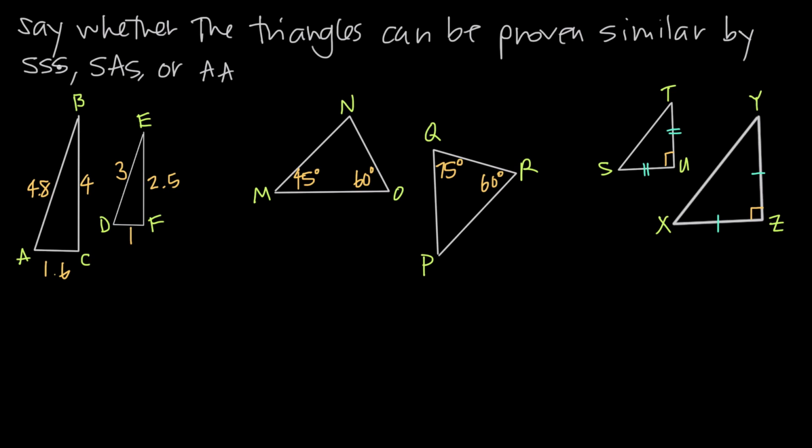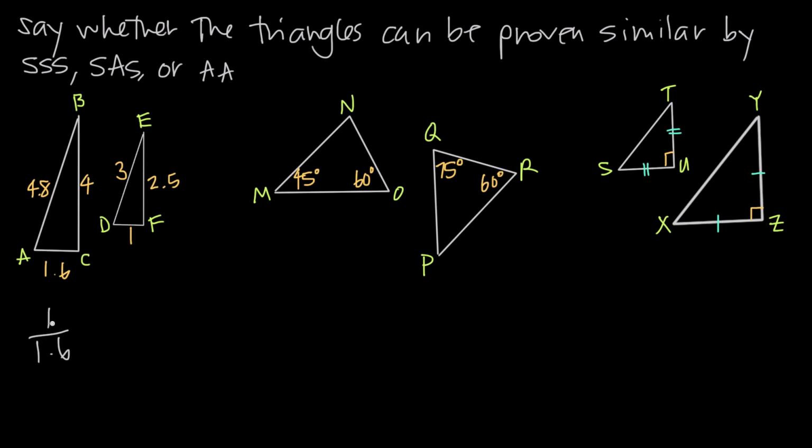What does the side-side-side theorem say? Well, it says that all three sides of the triangle have to be proportional to all three sides of the other triangle. So in other words, if we take the sides that look similar to us, we can see the shortest side here in triangle ABC is 1.6. So if we say 1.6, that's going to be similar to the shortest side of this triangle, which has a length of 1. So we want to go ahead and set up a fraction.